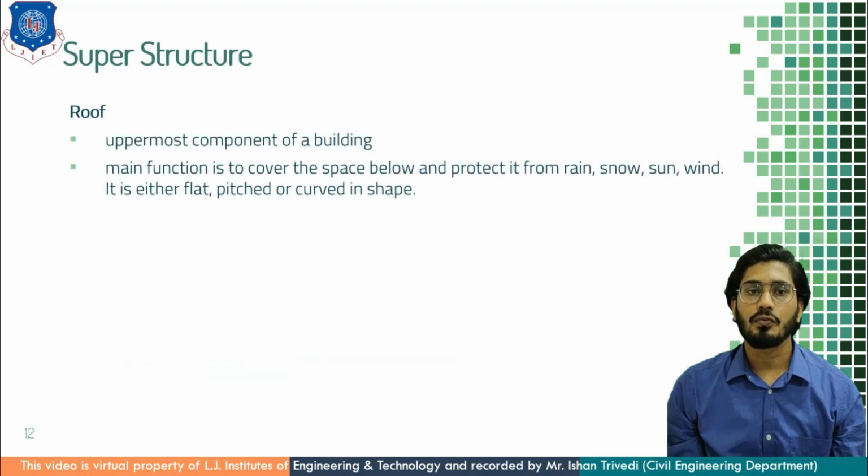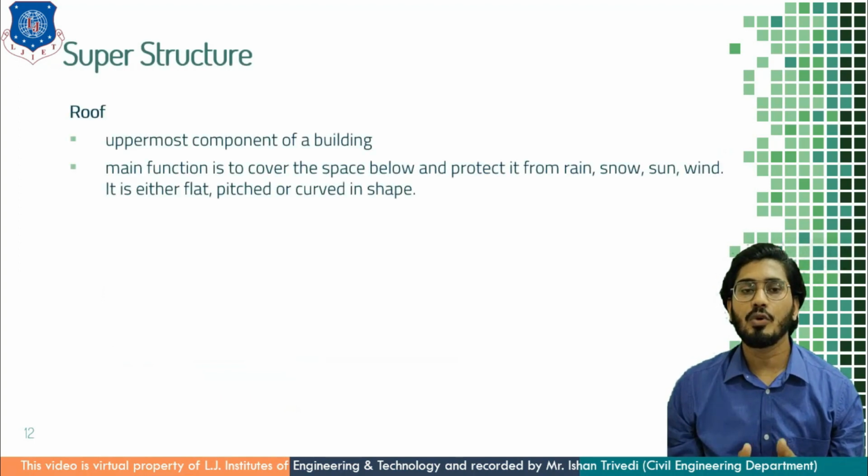Next is roof. It is one of the most uppermost components of a building. The main function of a roof slab is to cover the space below and protect the building from rain, snow, sun, wind. There are different types of roof such as pitch roof, flat roof or curved roof.